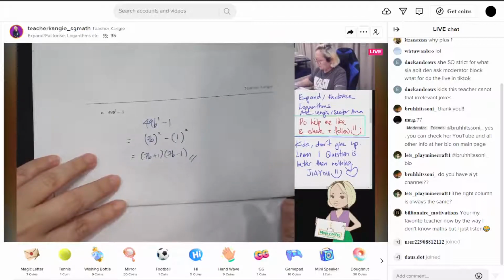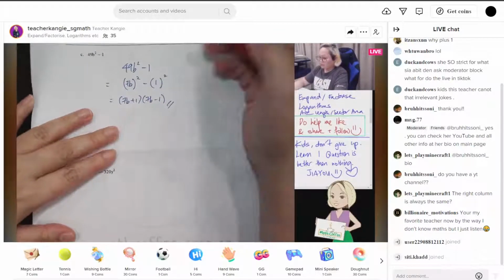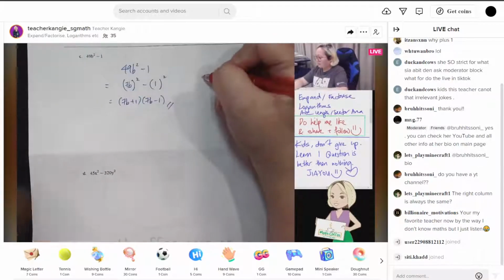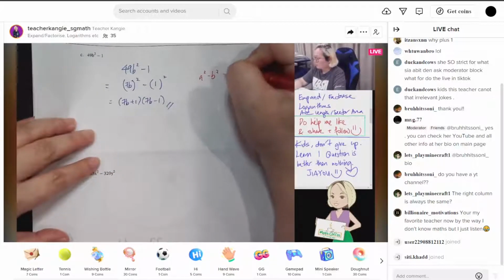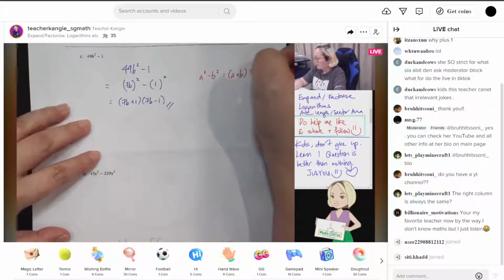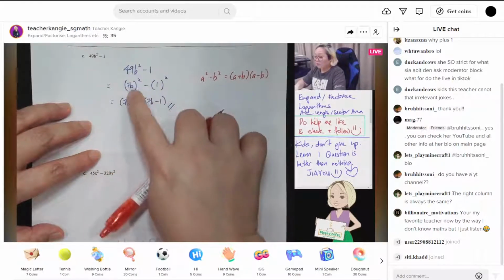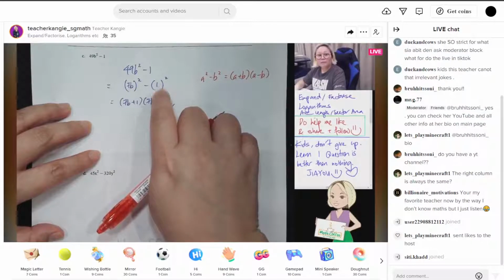Which one? Plus 1. This one I use the third method. Over here, a squared minus b squared. So I write here, I use this method: a squared minus b squared equals a plus b and a minus b. So 49b squared is 7b times 7b. Then 1 times 1 is 1.